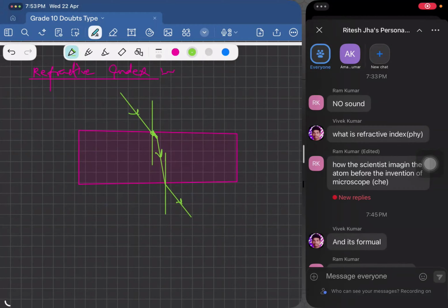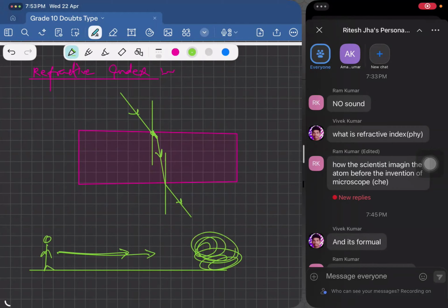Suppose you are running very, very fast. If there is an open ground, you will go very fast in one straight line. But if I put a barrier over here, then you will deviate, right? The same thing happens with the light also. Light is running, but because of the different density, it deviates. And when it is deviating, we are trying to understand how much it bends for a material, because the refractive index of a material is a constant.